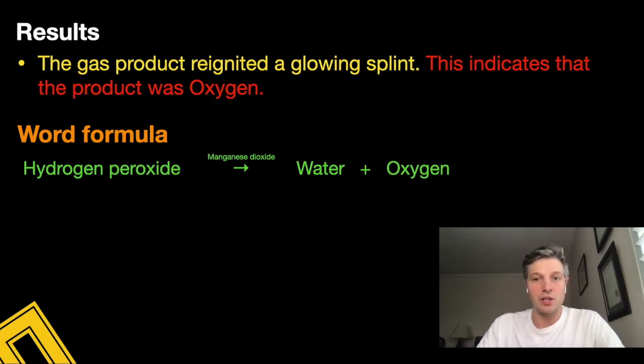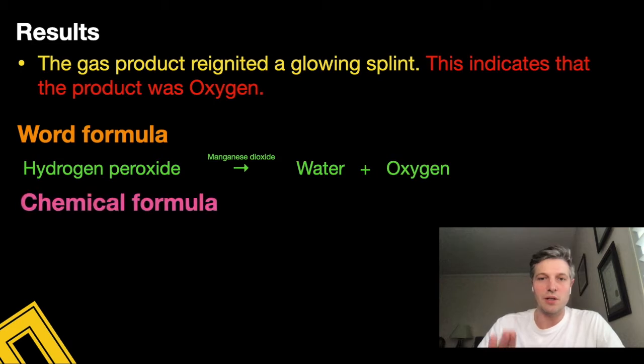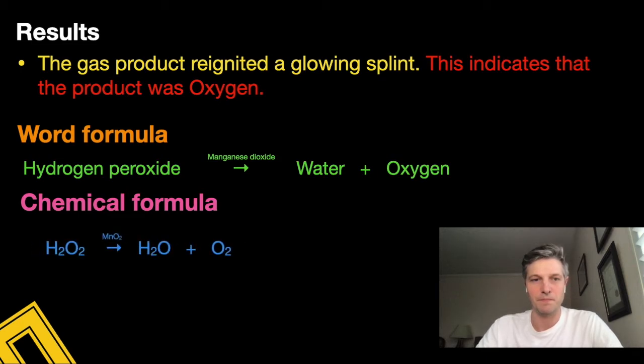Now, for the chemical equation, I want you to have a go at doing the chemical formula here and making sure that one is balanced as well. And of course, you would have got H2O2 gives you H2O plus O2, but it does need to be balanced. And we need to put a 2 at the front of the water and the hydrogen peroxide.